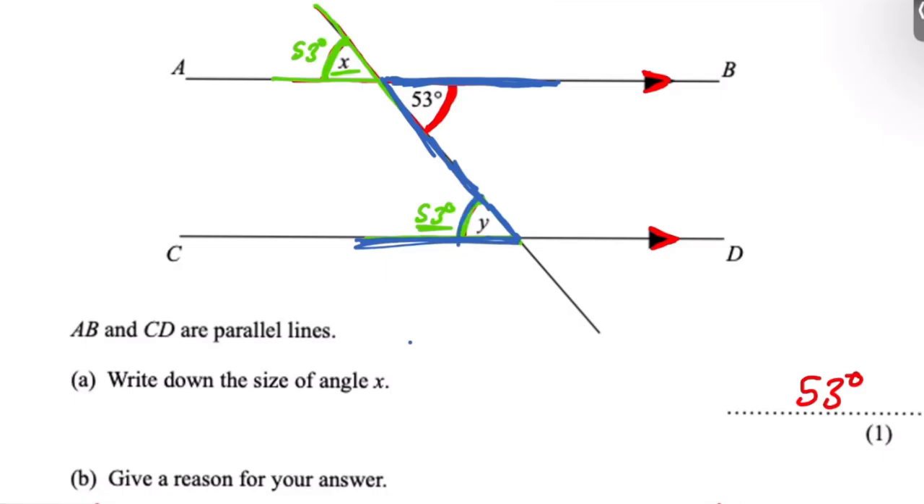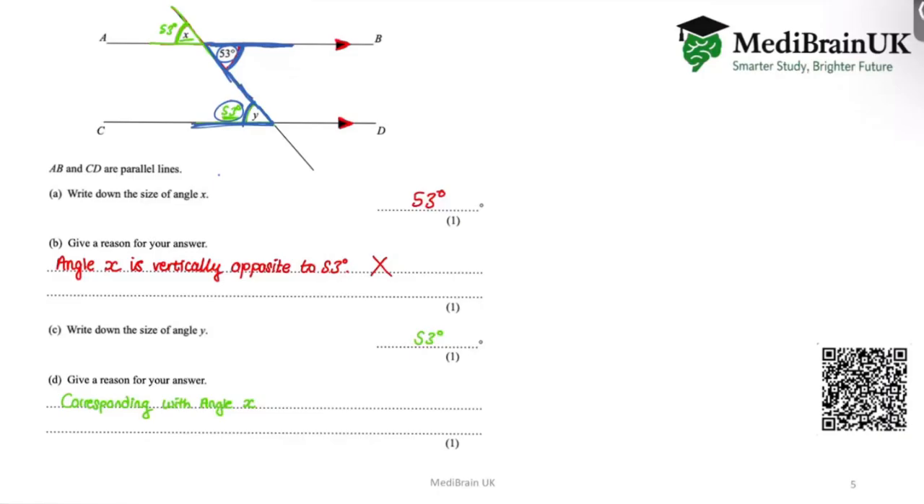So we know that these two angles which are within the z are going to be equal. So if this is 53 degrees, this is also going to be 53 degrees. It tells you that both of them are going to be the same. So either way, we would have got the same exact answer of 53 degrees. So that's how you would work out questions like this.